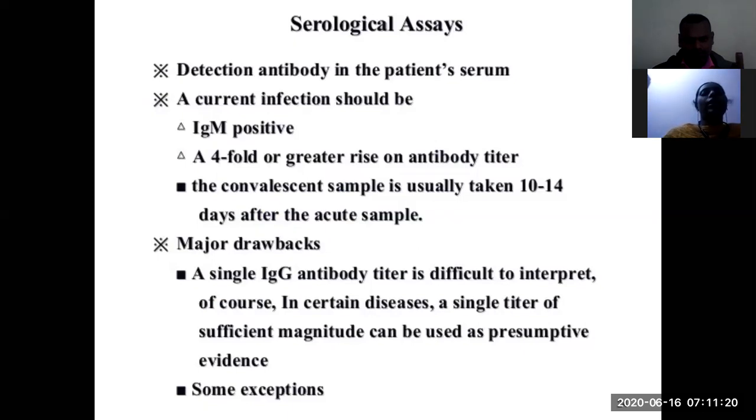serological assays. Serological assays help to identify antigen and antibody reaction. Detection of antibody in the patient's serum. Then a current infection should be IgM positive, which means there is a multiplication of antigen and a rise of antibody. Then they will do this test in the gap between 10 to 14 days. Okay, you can study only that. Next.